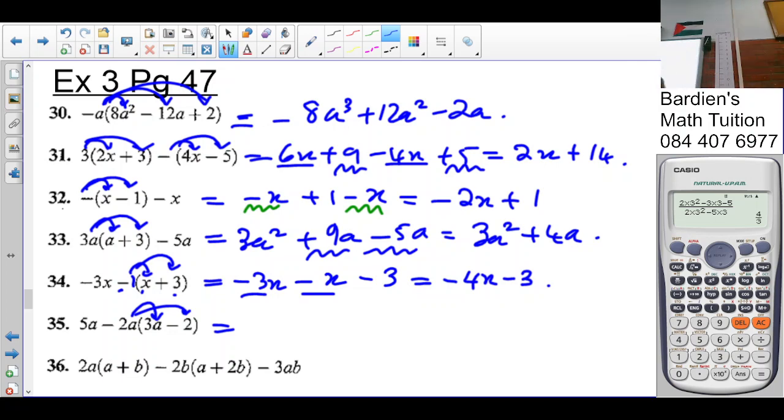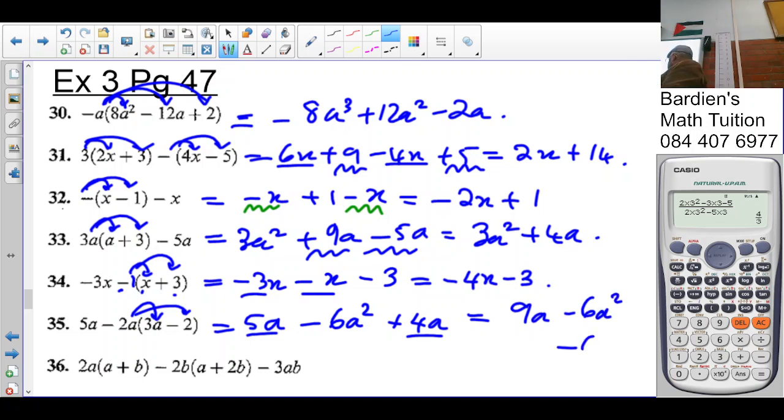Not so? So it's going to be 5a. What is negative 2a times 3a? Positive and negative? Negative 6a squared. What's negative 2a times negative 2? It's going to give you positive 4a. Not so? So what do we do now? Like terms. So what is 5a plus 4a? 9a minus 6a squared. Or you can write it as negative 6a squared plus 9a.